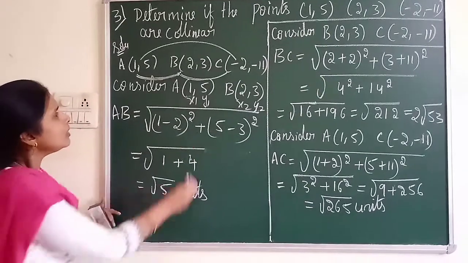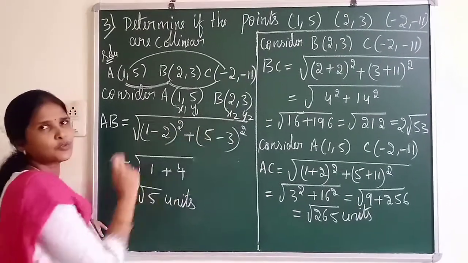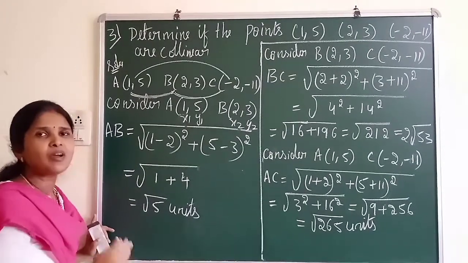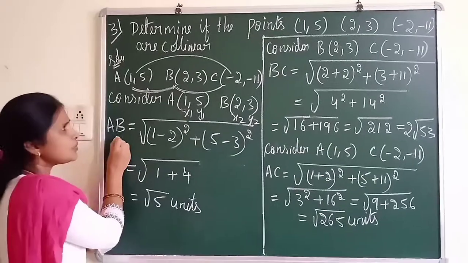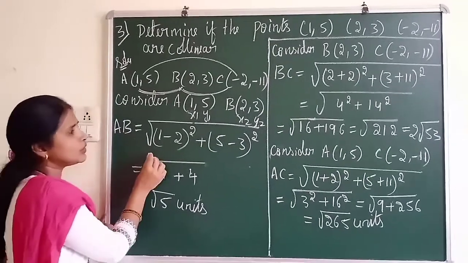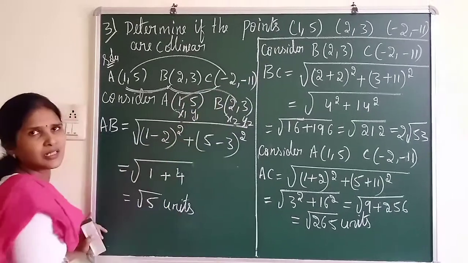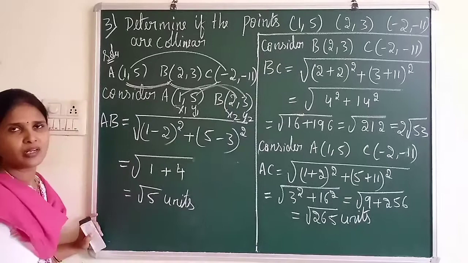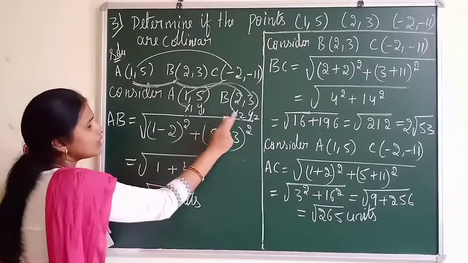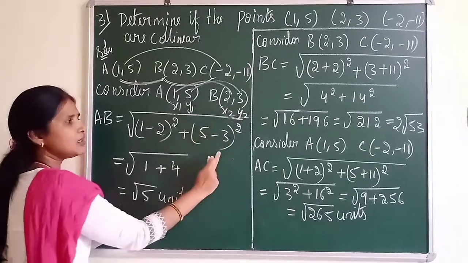Now let us start. Consider the first 2 points A and B, mark them as x1, y1, x2, y2. So I am doing it orally without writing the formula. AB equals the distance between A and B. You can write AB equals square root of, I said already, the first minus first, that is x coordinate minus x coordinate, y coordinate minus y coordinate. Remember, x1 minus x2, that is 1 minus 2 whole square plus 5 minus 3 whole square.